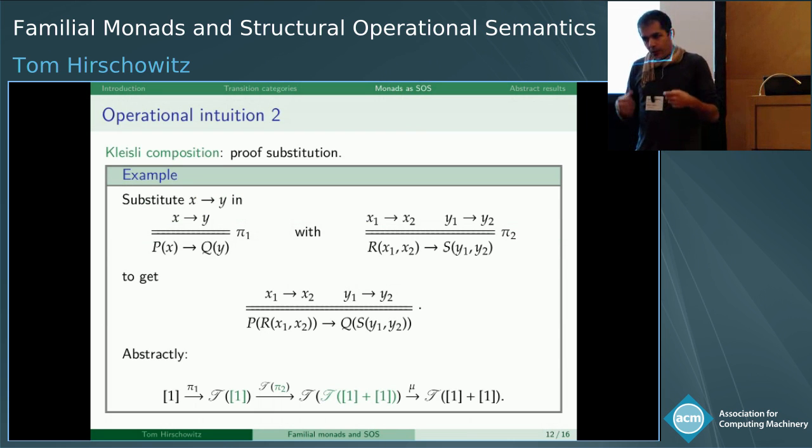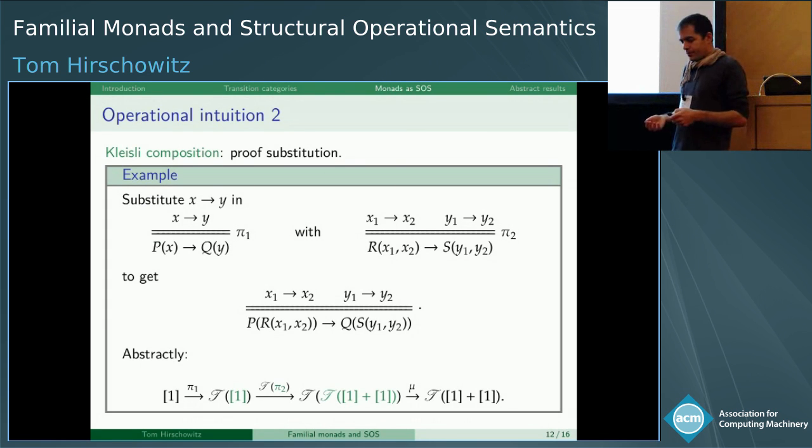A second example of an operational thing that you can do in this setting is plugging proofs into one another. So here, for example, you start from a proof pi1 of a certain transition from P to Q with the variables x and y, assuming an axiom that x goes to y. Okay, that's the whole proof. And then you want to plug into this axiom another proof, for example, this one, which has two hypotheses, two axioms, that R goes to S. And then you obtain something like this, where X is replaced by R and Y is replaced by S. You take this one, you plug it in here. You get something like this.